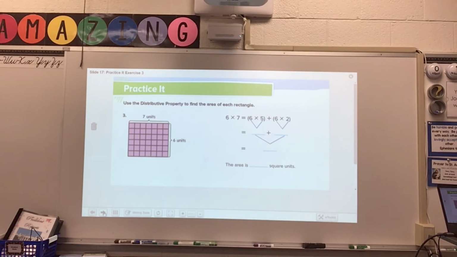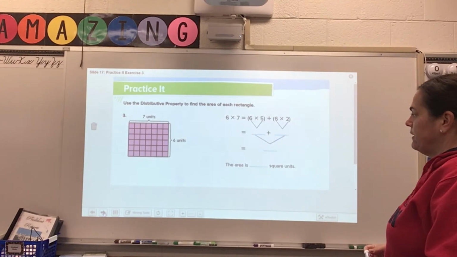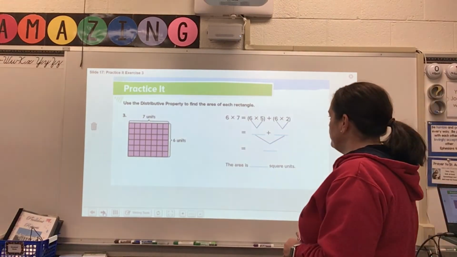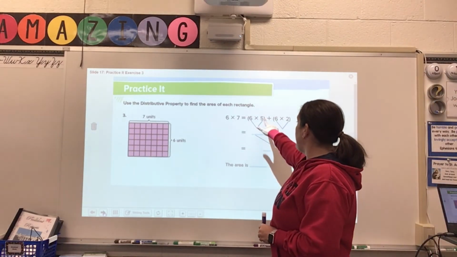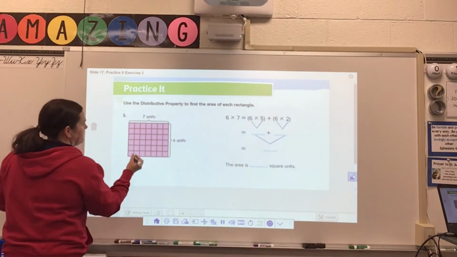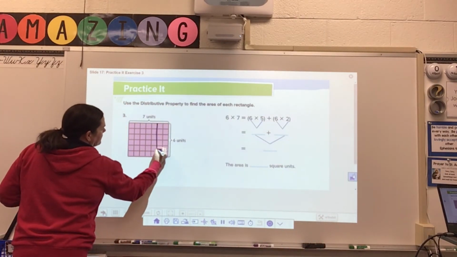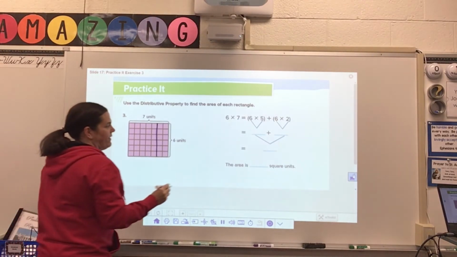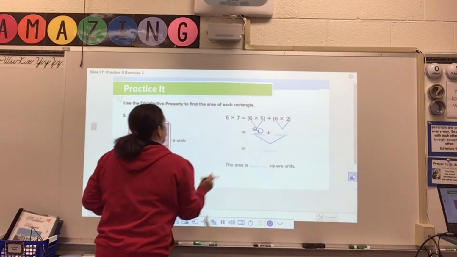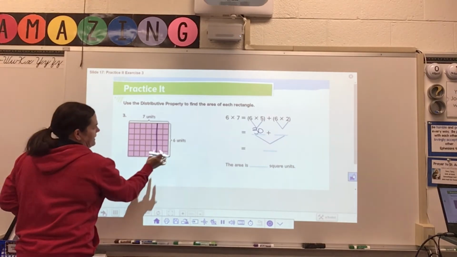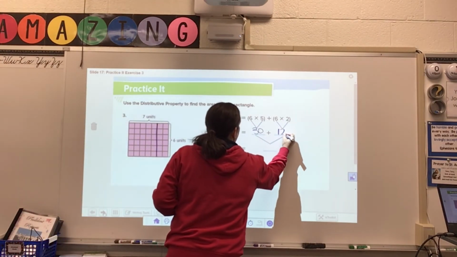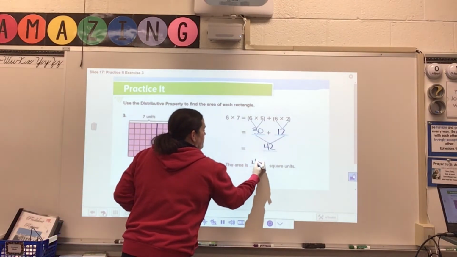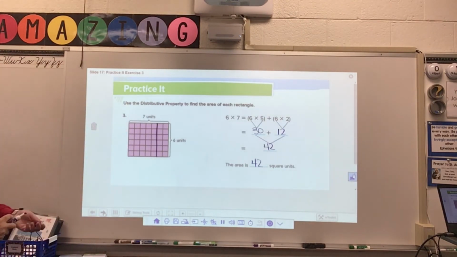All right, so here I have a 7 by 6 rectangle. It's got 7 units across the top and 6 down the side. And I'm going to decompose the 7 into 5 and 2. So like this. So then I have 5 times 6 here, or 6 times 5 here, which equals 30. And then I've got 6 times 2, or 2 times 6 here, which equals 12. And 30 plus 12 is 42. Double check your work and see if you got 42 square units.